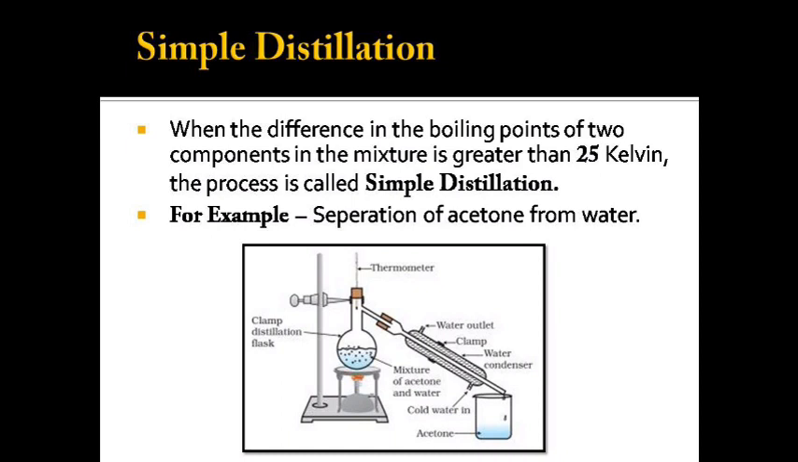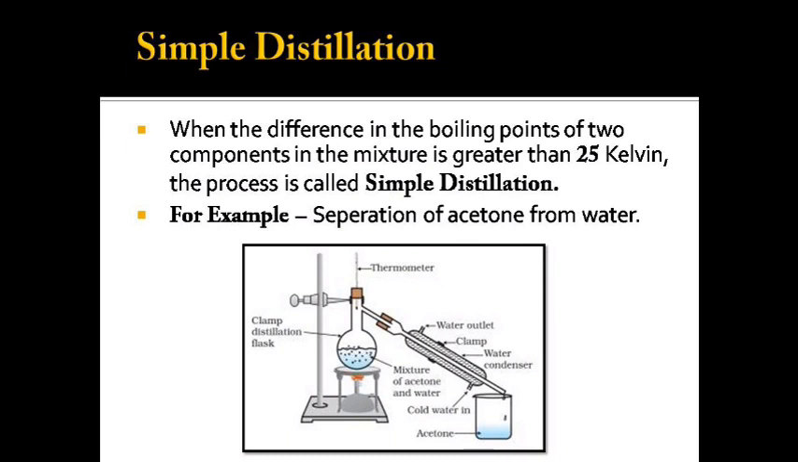The first process is simple distillation. Generally, when the difference in the boiling points of the two components in the mixture is greater than 25 Kelvin, the process is called simple distillation. For example, if we want to separate acetone from water, we can use simple distillation. Why? Because there is a difference of more than 25 Kelvin in the boiling points of acetone and water.